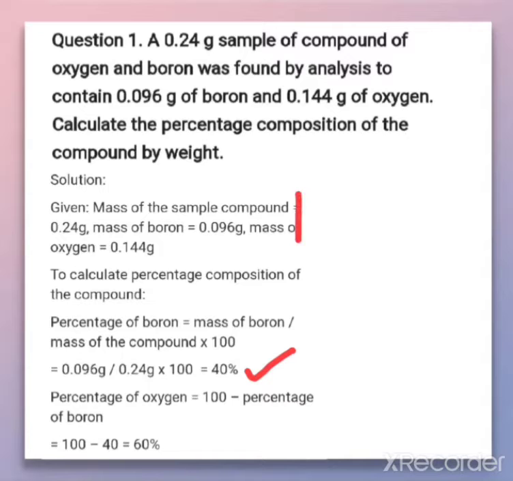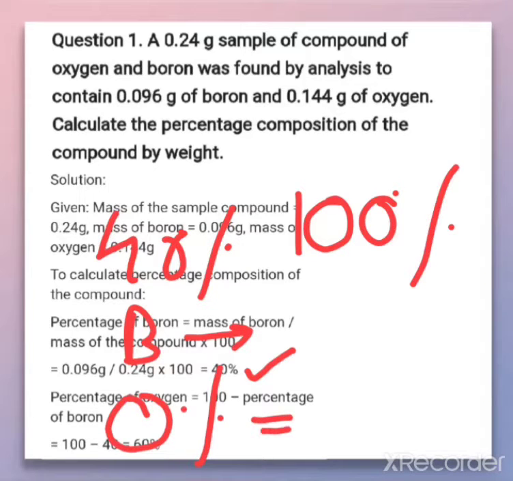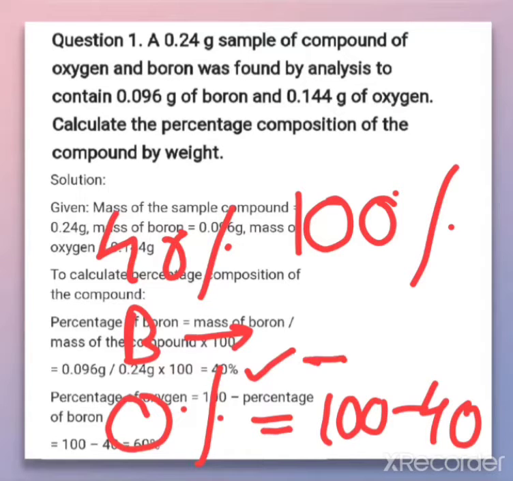As the total percentage is 100, the compound is 100%. From this, 40% is boron. So then what will be the percentage of oxygen? The percentage of oxygen will be 100 minus 40, which is equal to 60%.